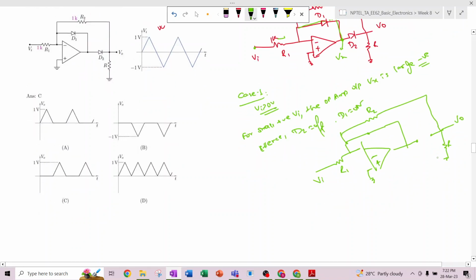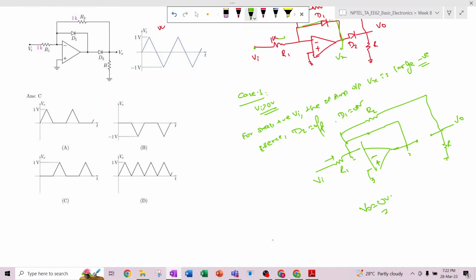That means this V0 is basically 0 volt, because no current is flowing through this resistor, right? Because this is off, so it will not be connected to this, so no current will be flowing. So this is 0 volt, this is also 0 volt, and no current will flow through this. So that means this is in the off condition. Okay, so this V0 is equal to 0 volt.